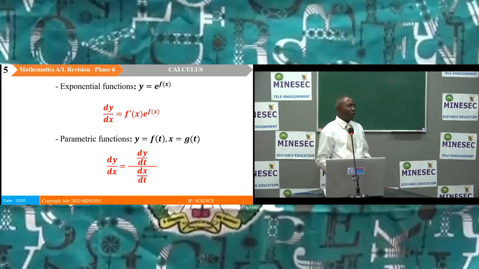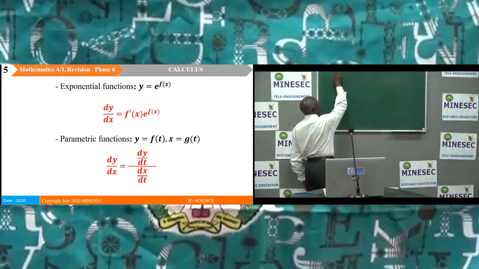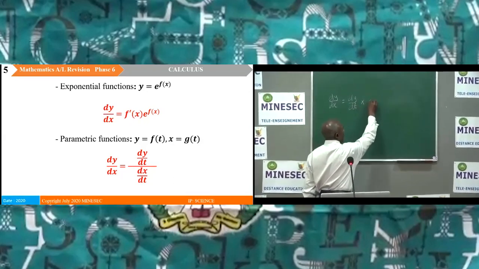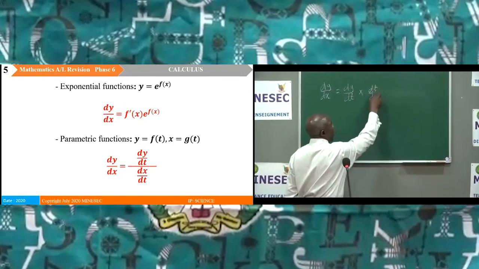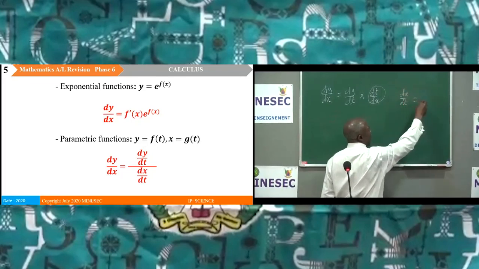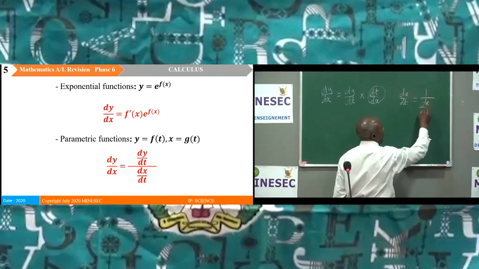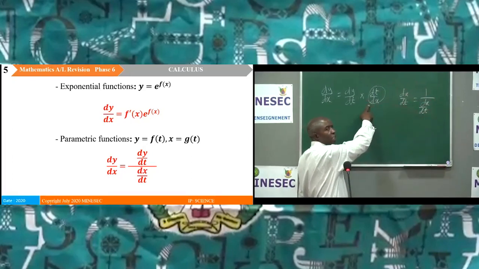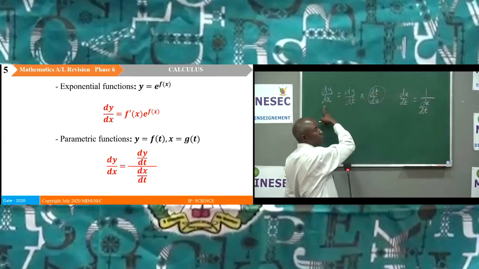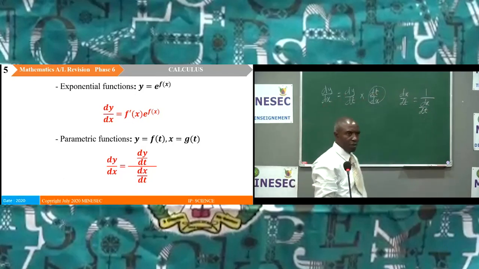Alternatively, this can also be written as dy/dx will be equal to dy/dt multiplied by dt/dx. This dt/dx comes from dx/dt, which we transform as 1 over dx/dt to obtain dt/dx. And you see that here now, when we cancel out here, we come out with dy/dx.